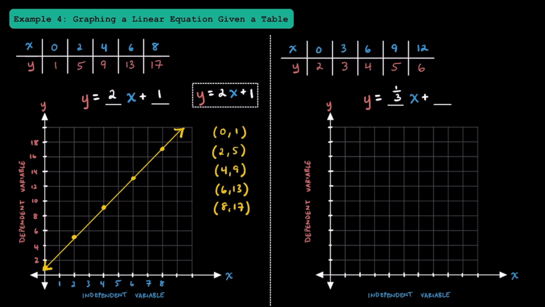At this point, hopefully you're convinced that we're going to take 1/3 of each of the x values and then add 2 on afterwards. So our linear equation here is going to be y is equal to 1/3 times x plus 2. Now it's time to graph.